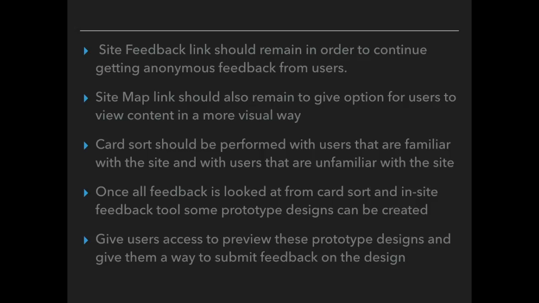Once all the feedback, both from the card sort exercise and from the anonymous feedback tool on the website itself, is looked at, we can then try designing some prototypes of how the website could look. With these prototype designs, we can also allow users that are visiting the website to choose to preview what these prototypes will look like. This way, they can get an idea of how the new website will look and start getting familiar with how it's going to look, so they can kind of switch back and forth between the prototype and the current website as it is.